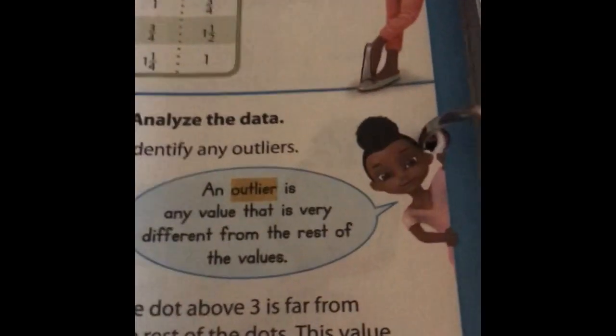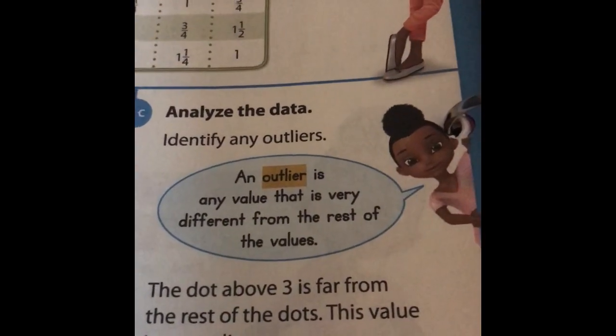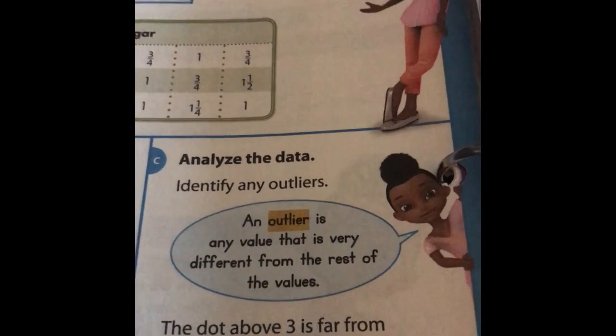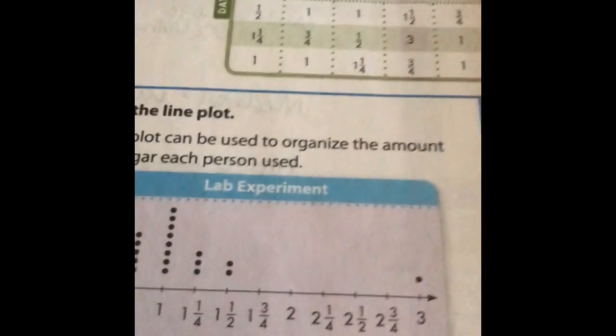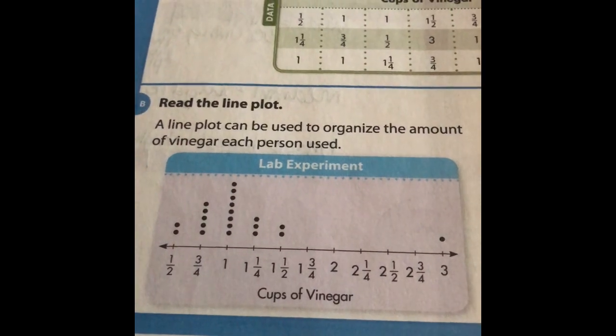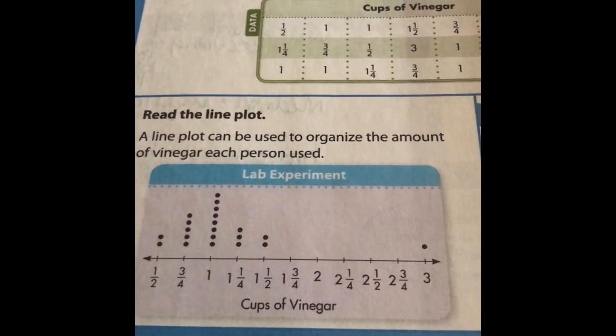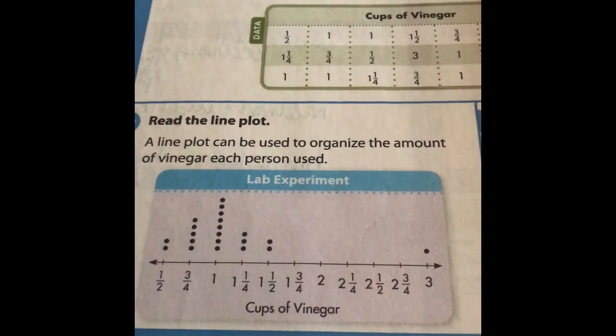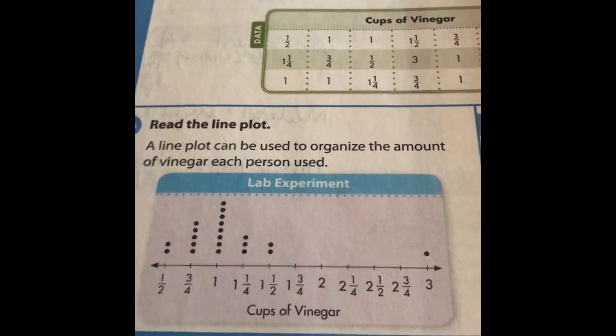A word that you might not know is outlier. Outlier is whenever you have a piece of data super far away from the rest of your data. If you look at this line plot, the number 3 is an outlier because it's out in the middle of nowhere, right? And so outliers are numbers that are way different, okay?